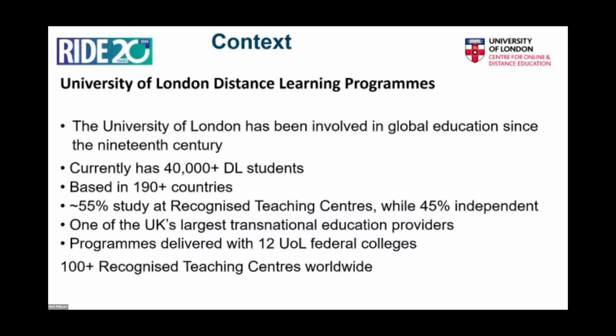55% of our students are based at recognized teaching centers, where they get tuition and support locally, while 45%, which is not a small number when you're talking about 40,000 students, study completely independently. We are one of the UK's largest transnational educational providers. The programs are delivered in partnership with 12 University of London federal colleges. And as I said, we work with over 100 different recognized teaching centers.